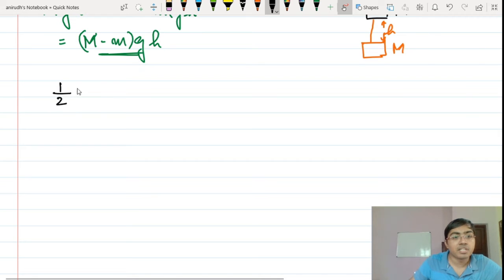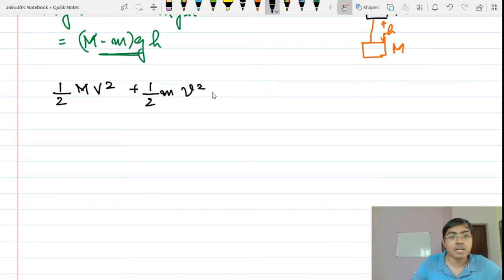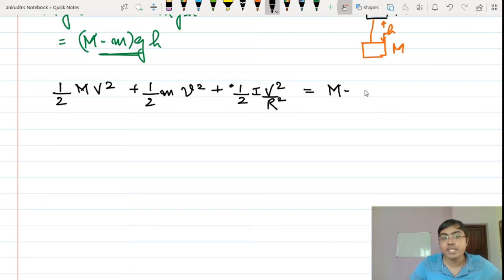See, half capital M multiplied by v square plus half small m multiplied by v square. So both the masses have been considered, plus half I omega square. Omega square is equal to v square by r square. Now this is the net kinetic energy, this is the net potential energy, that will be equal. So M minus m, loss of potential energy, will be equal to gain of kinetic energy. M minus m multiplied by gh, this is equal to this particular equation.